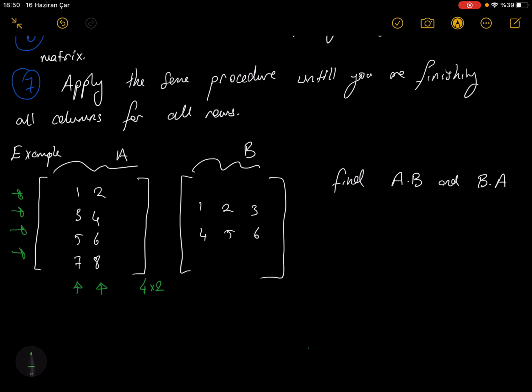I believe there's no problem here, so let's go to matrix B. How many rows are you seeing here? I am seeing the first row here, the second row here. I am writing that down. And how many columns are you seeing here? I'm seeing the first one here, the second one here, and the third one here. So the dimension of matrix B is 2 by 3.